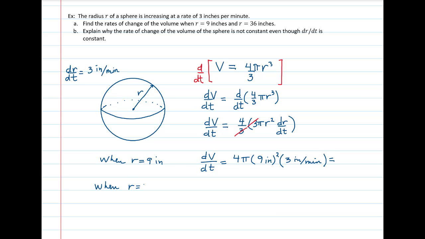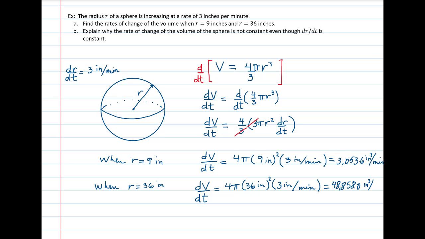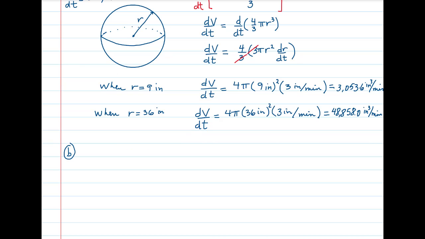Now before we evaluate this product, go ahead and do the same procedure for when r is equal to 36. Everything's the same. We just plug in 36 for r instead of 9. So we're going to get a similar setup. Now once we put these numbers in the calculator, we get our approximations here.